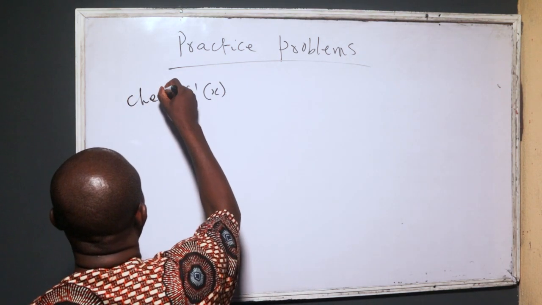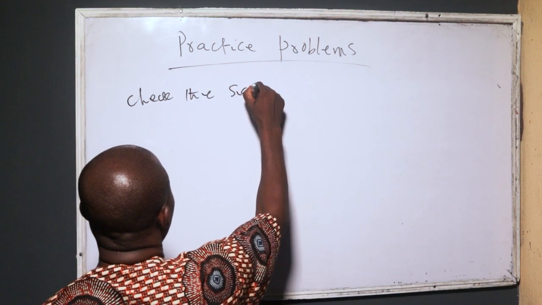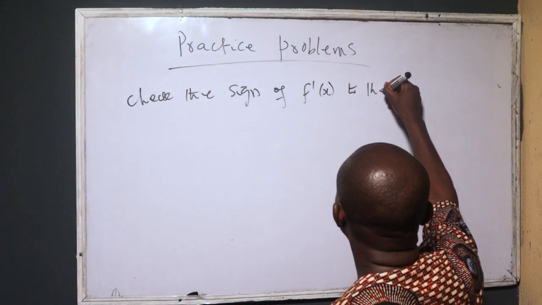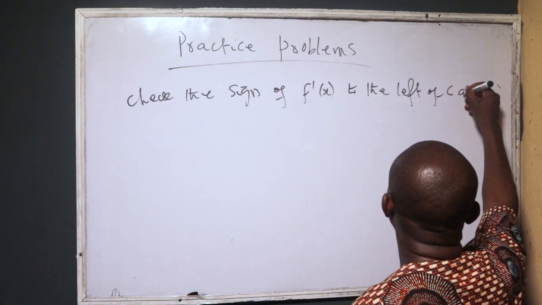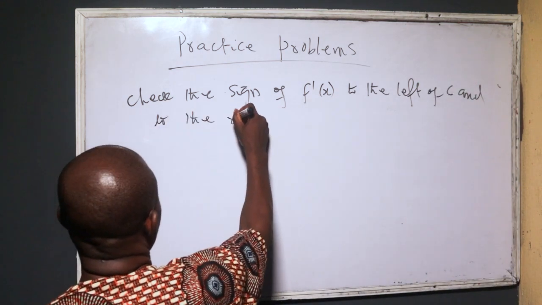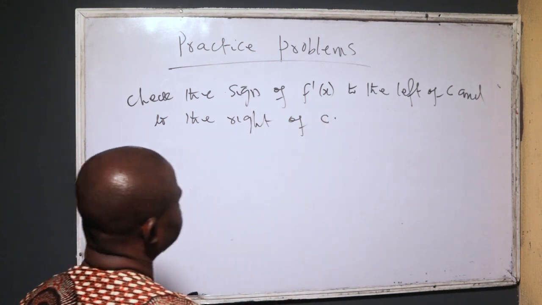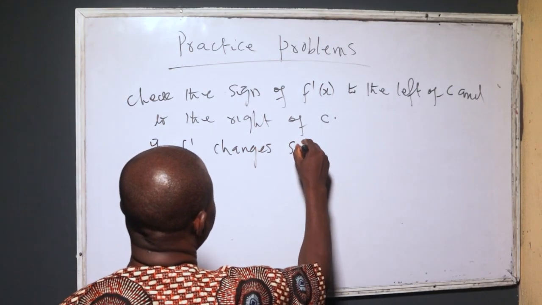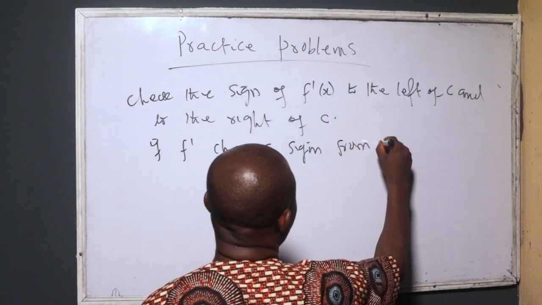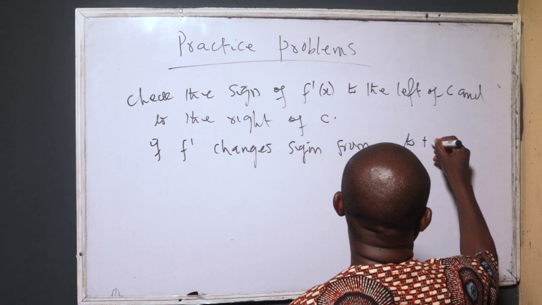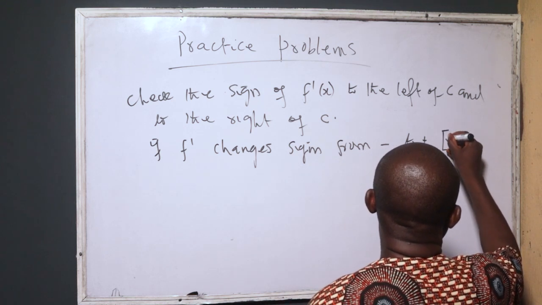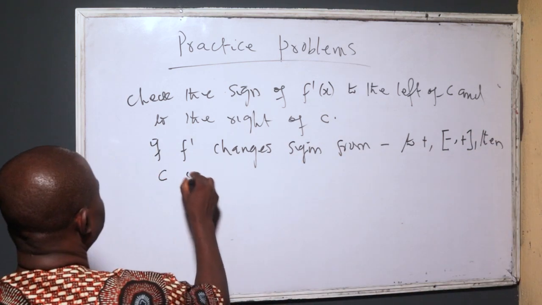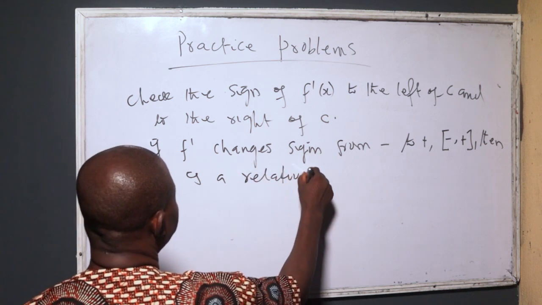So check the sign of f prime of x to the left of C and to the right of still the same point C. If f prime changes sign from negative to positive, let me put it in this box, from negative to positive, then the point C is a relative minimum point.